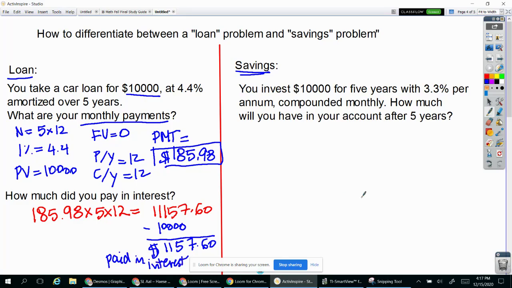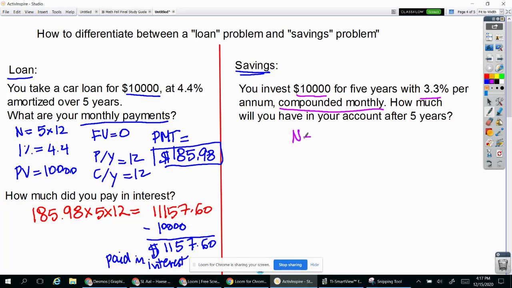Now that's one type of problem. Another type of problem has to do with savings. So now, let's say that we invested $10,000. Here's the interest rate. It's compounded monthly. How much will you have in your account after 5 years?